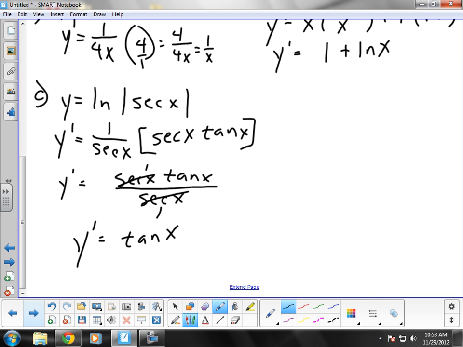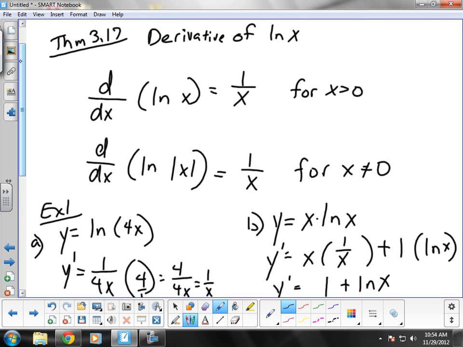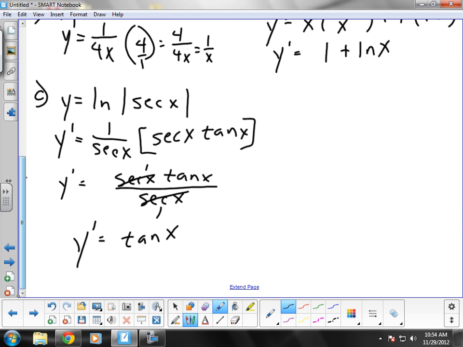Always, every single time. You do 1 over whatever the argument is, and then take the derivative of the argument. And if you do that every single time, that is the derivative of the ln. Because that's the formula. My formula that I start out with is the derivative of the ln of an argument is always 1 over the argument every single time. You just have to memorize that. Okay? Good. But you got it now, right?